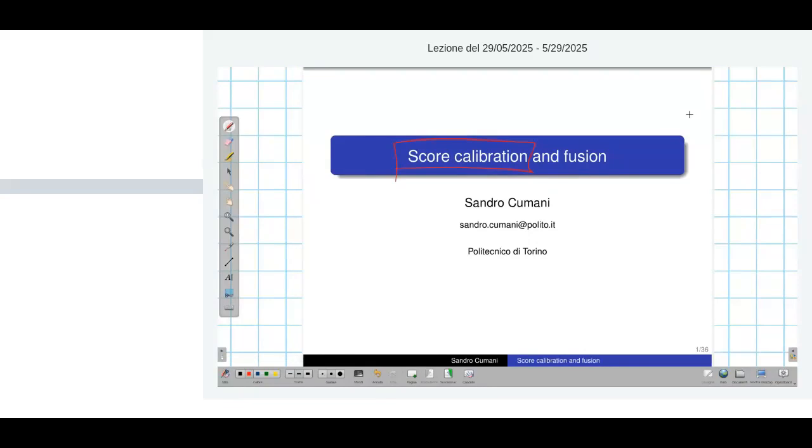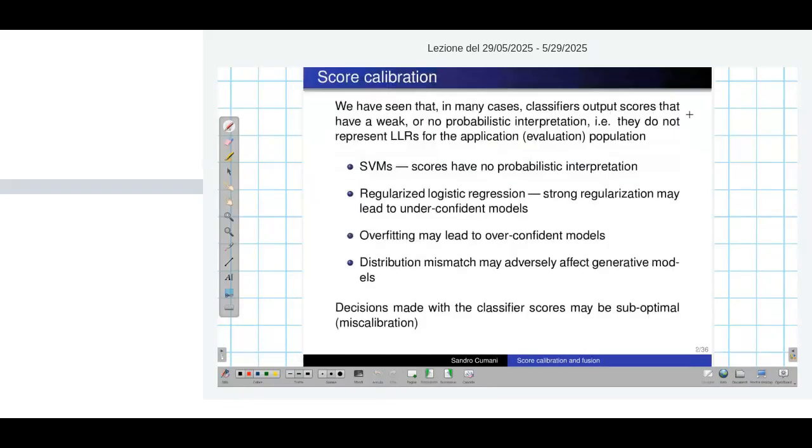Okay, other questions before we start about previous works and previous laboratories, especially on this part? We have already discussed score calibration, so other questions about what we said on this topic until now?